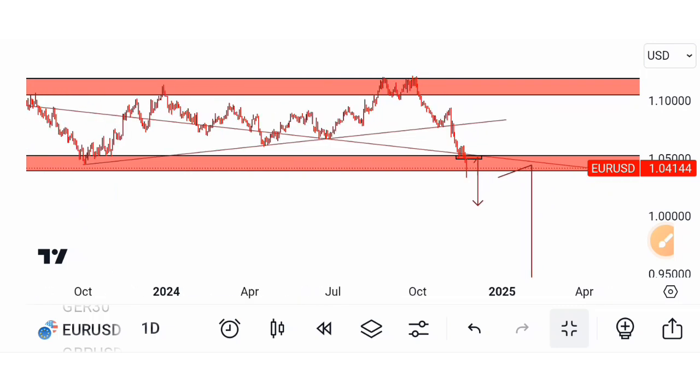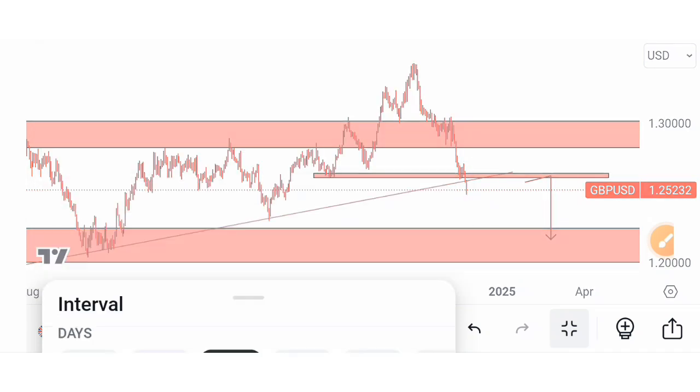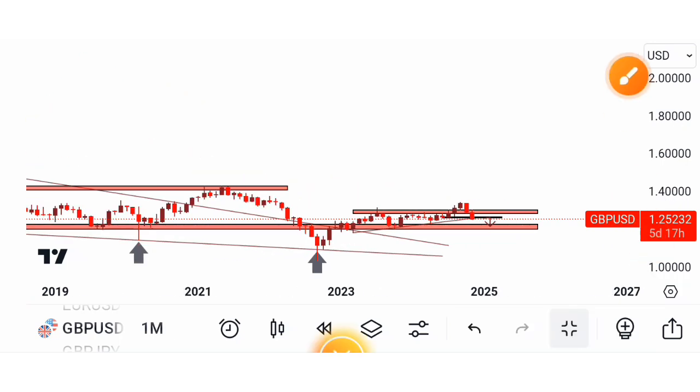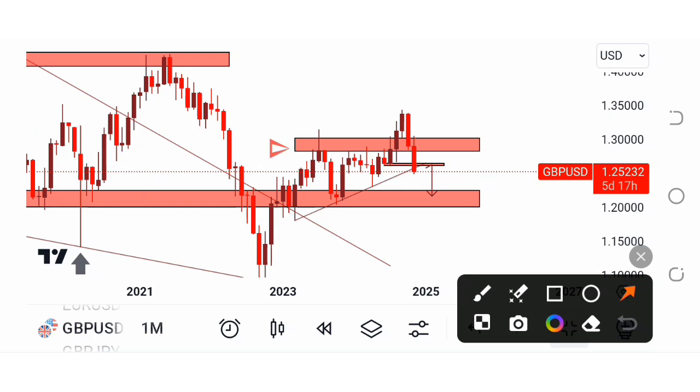Moving on to GBPUSD. GBPUSD, I'm also bearish on this market. Let's move on to the higher time frame. On this particular instrument, my only one reason why I am bearish on this market is simply because of this price action. Let me zoom in like this. I'll zoom out again to explain everything else. It's simply because of this price action over here.